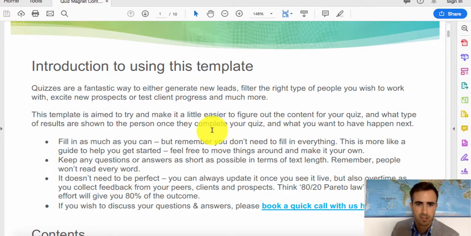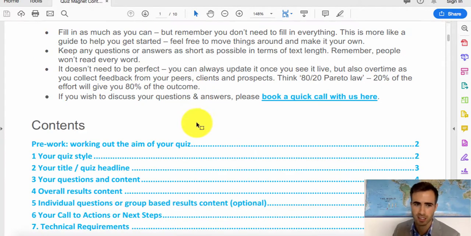Okay, so with this document, more or less fill in as much as you can. It doesn't all need to be filled in. This is just a starting point, a guide. If you have particular things that you want done on the quiz, let us know, and I'm sure we can accommodate them. We can pretty much do anything with quizzes these days. Keep any questions or answers as short as possible. Remember, people won't read every word. And remember, it doesn't need to be perfect. Think the 80-20 Pareto law, which is 20% of the effort will give you 80% of the outcome. So just crack on and get going.